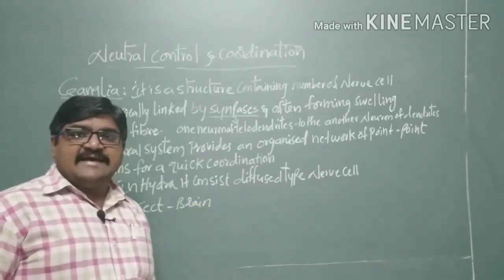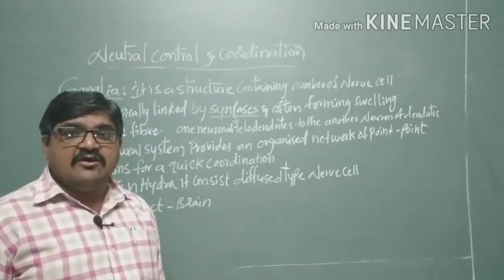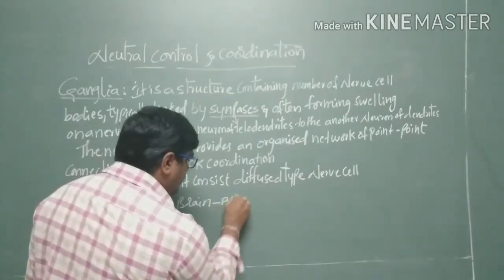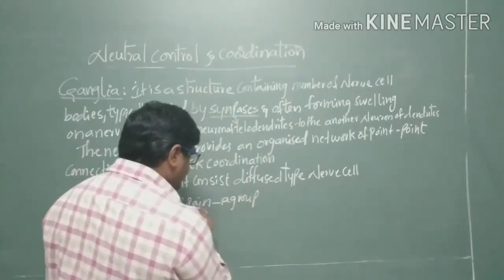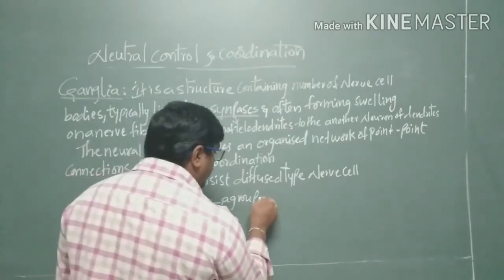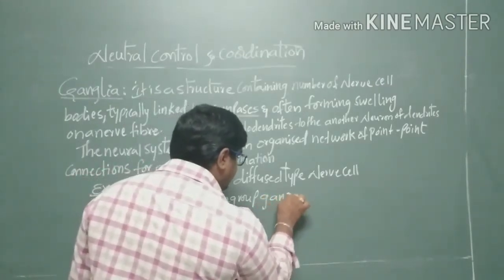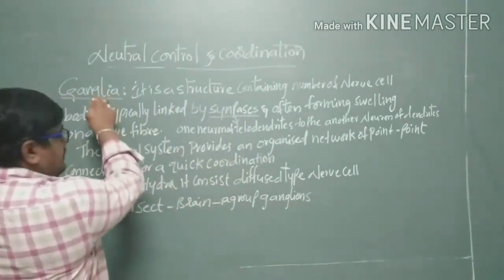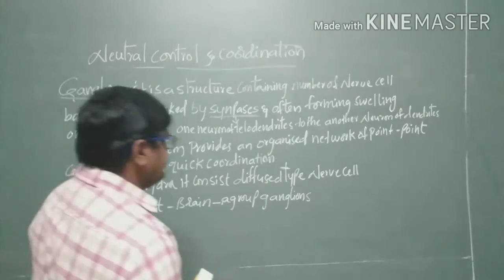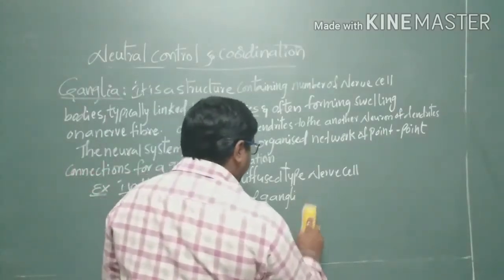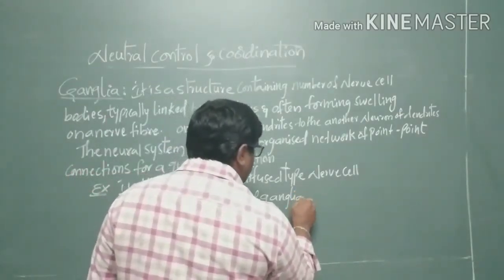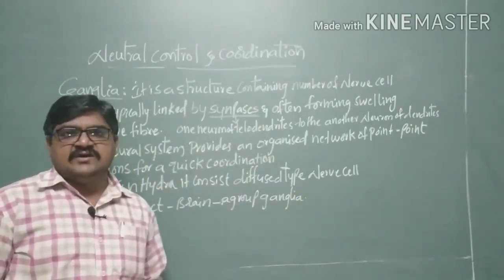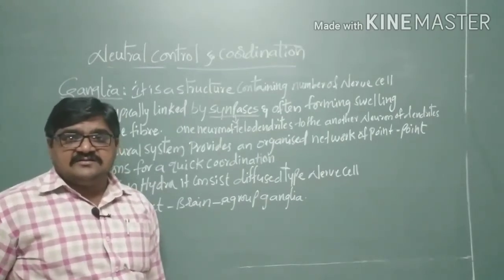From the brain, a group of ganglia arises. Such a type will be seen in insects, but higher organisms have a specialized system, that means millions of nerve fibers or neurons are present.